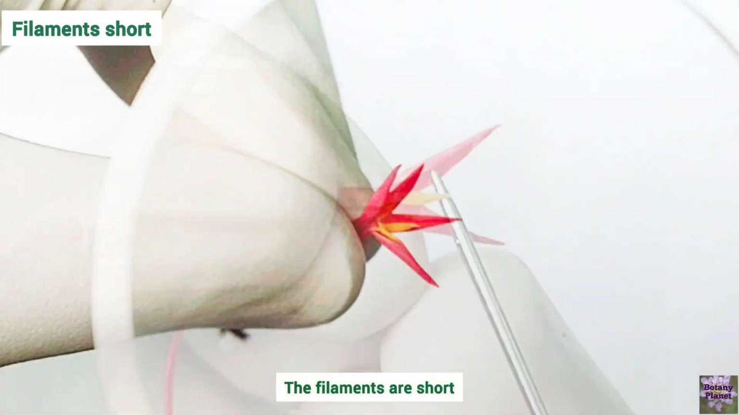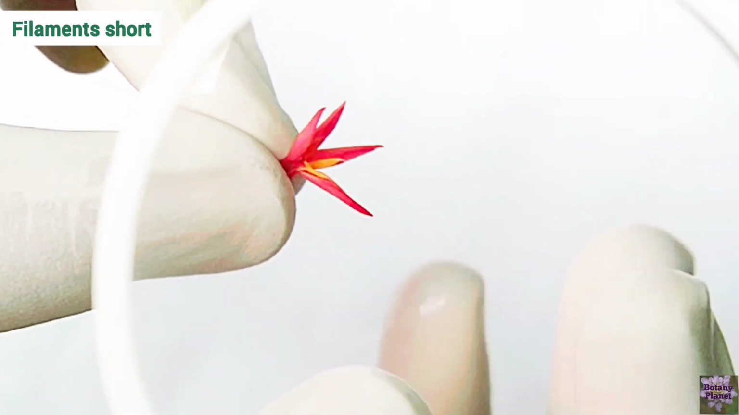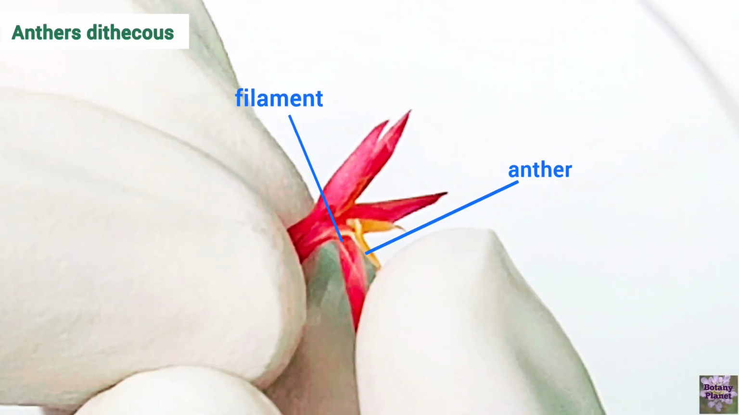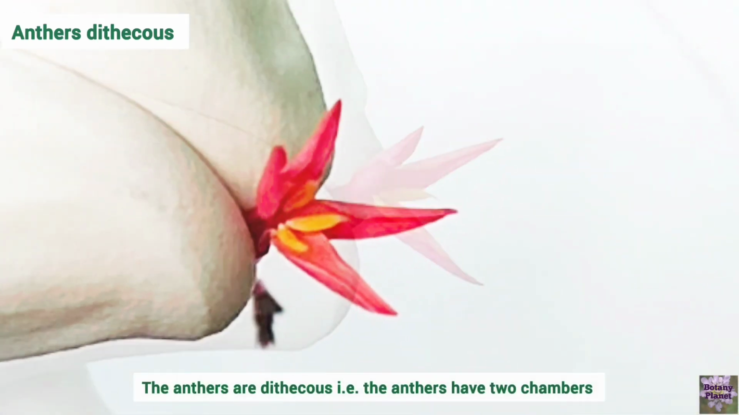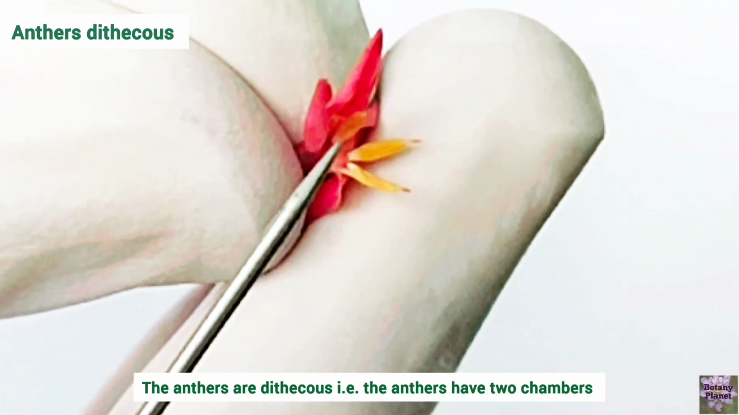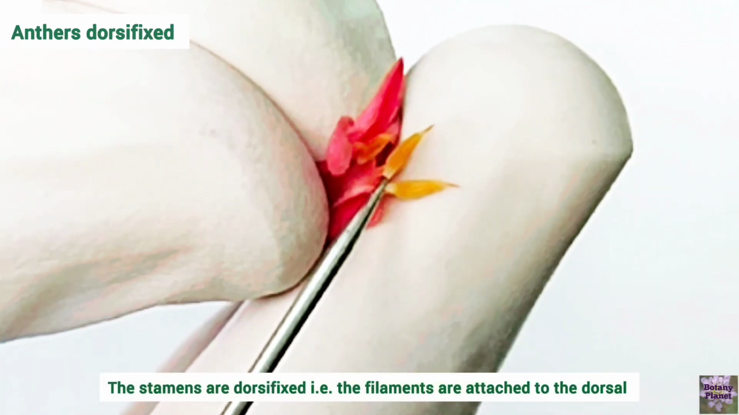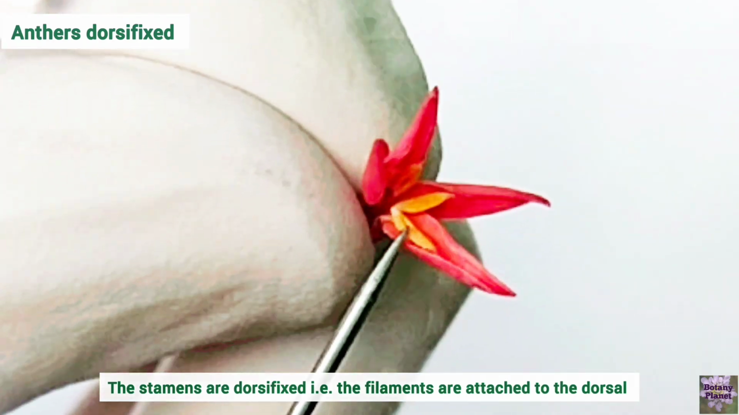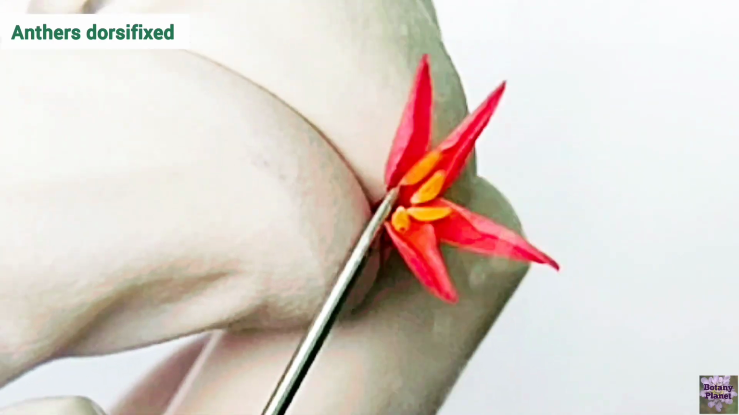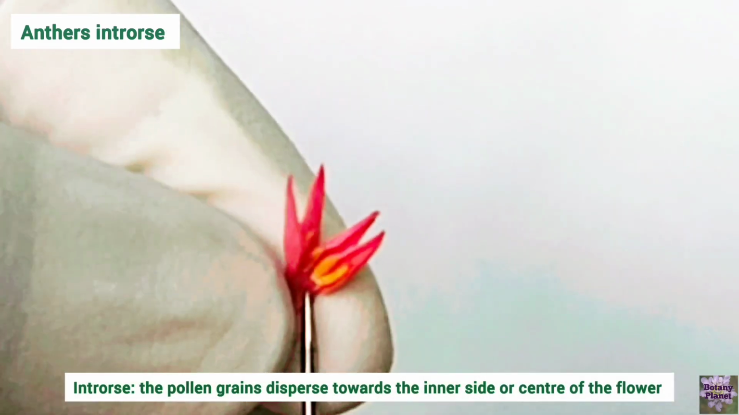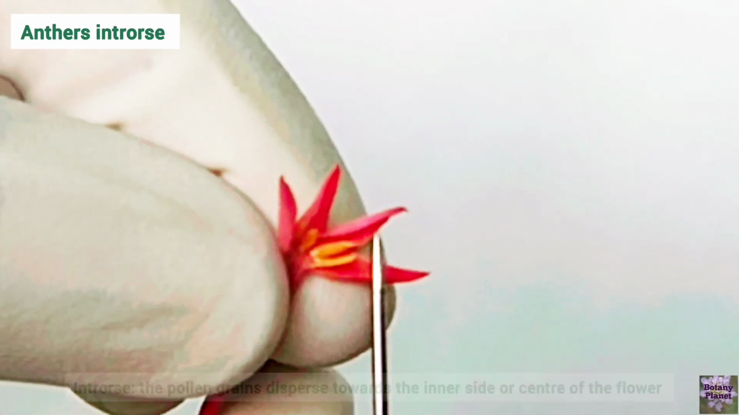The filaments are short. The anthers are dithecous, that is, the anthers have two chambers. The stamens are dorsifixed, that is, the filaments are attached to the dorsal upper side of the anthers. Introrse. The pollen grains disperse towards the inner side or center of the flower.